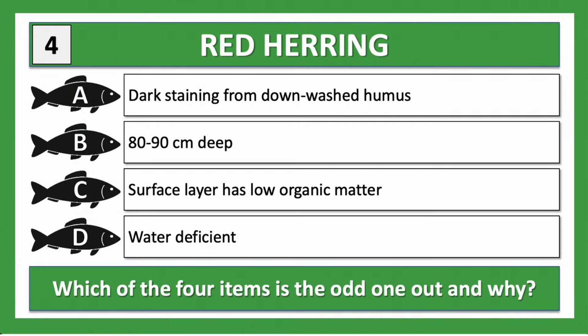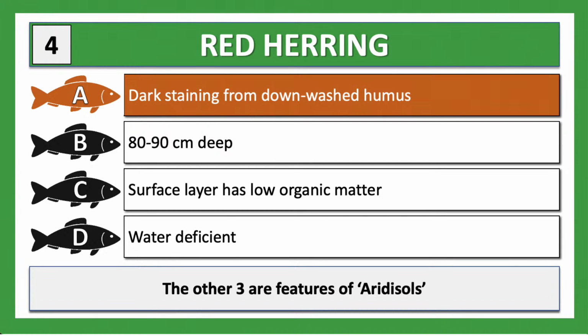Number 4, A, dark staining from downwashed humus, B, 80 to 90 centimetres deep, C, surface layer has low organic matter, and D, water deficient. So which one of those is the odd one out? And one of them is definitely the odd one out. Which one is it? Let's have a look and see. In this case, it's A, dark staining from downwashed humus. And that's because, in fact, surface is often light in colour, permeable and porous with poor moisture retention.